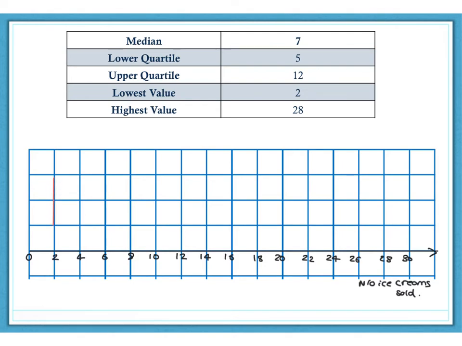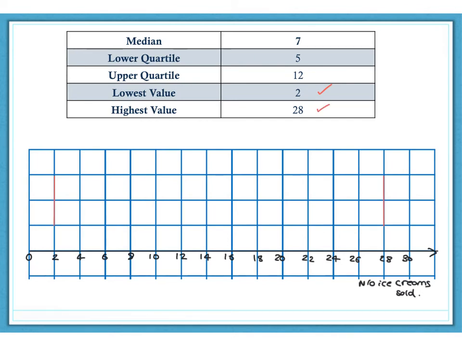Now, the height of my vertical line doesn't matter, but I must make sure that any vertical lines I then draw match up with each other. So I could have made this shorter, I could have made this taller. It doesn't really matter because there is no y-axis. So that is my lowest value, which is 2. I'm now going to plot my highest value of 28 in the same way. So I'm going to draw a vertical line of the same height at 28. Like so. And we have our two whiskers.